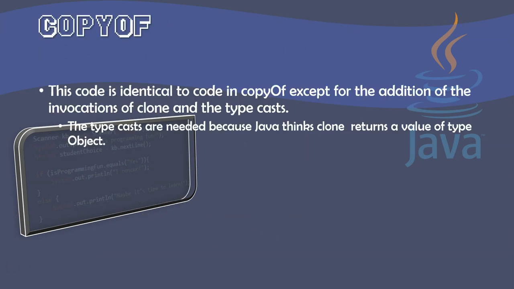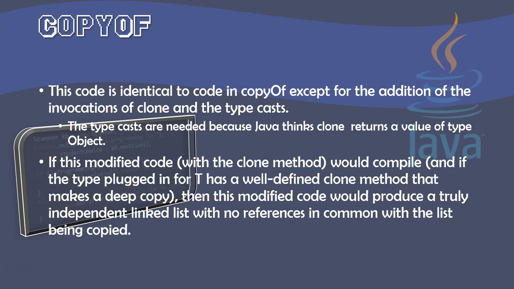However, coming back to copyOf, you can notice that what we wanted to do is identical to that code, except for the addition of the invocations of clone and the typecast that we have to do. Now, of course, those typecasts are necessary because Java thinks that clone is going to return a value of type Object. If this modified code with the clone method would compile and the type plugged in for T has a well-defined clone method that makes a deep copy, well, then this modified code would produce a truly independent linked list with no references in common to the list being copied.